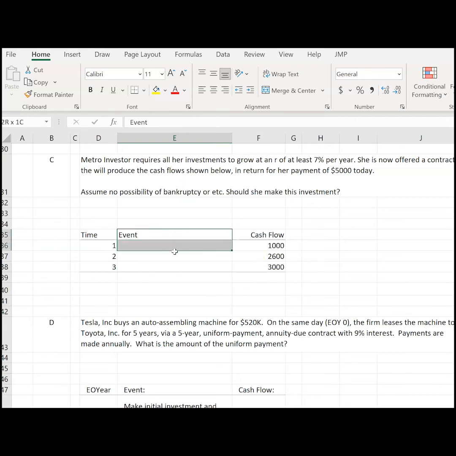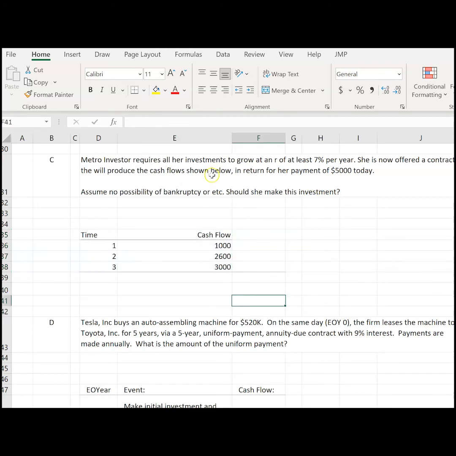All right, so I don't know what this event category is, so I'm just going to go ahead and clear that and move this over, because this is going to be a very similar question to what we did on question A. We're going to figure out the present value of these cash flows, and then I'm going to go ahead and solve for them. So we were told our rate is equal to 7%, and once we have our total present value of all these cash flows, we're going to see if that's higher or lower than this $5,000. If it's lower, then we don't want to make this investment. If it's higher, then according to Metro Investor's standards, this is a good investment for her.